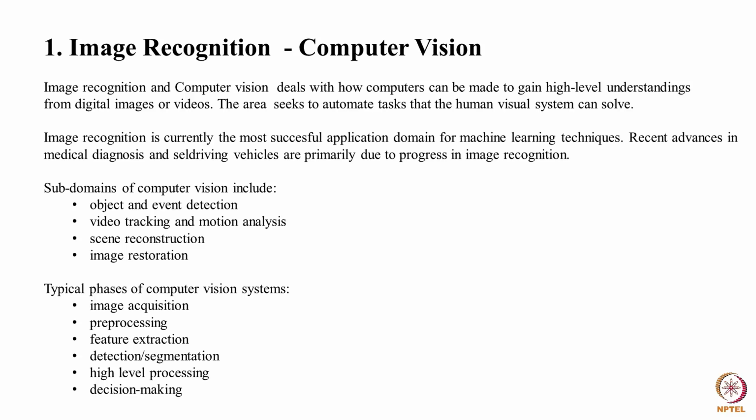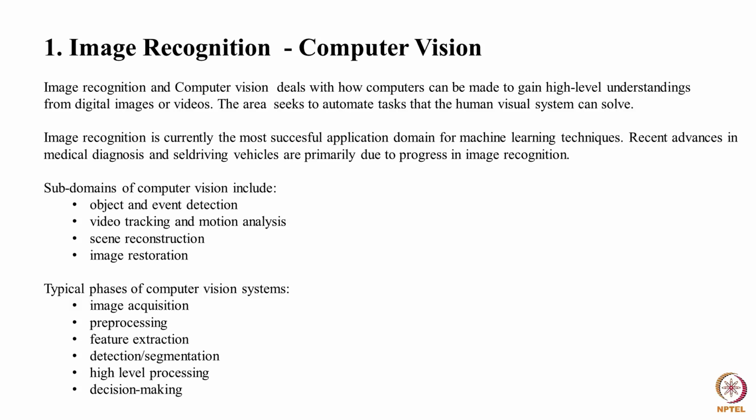So starting with image recognition, or computer vision, which is another word for it. Image recognition, computer vision, deals with how computers can be made to gain high-level understanding from digital images or videos. So the area seeks to automate tasks that the human visual system is assumed to solve. So we can say we want to mimic here somehow the human visual system. Not entirely, but partly. So image recognition, in my view, is currently the most successful application domain for machine learning techniques. Many of the real success stories we hear about are coming from this area.